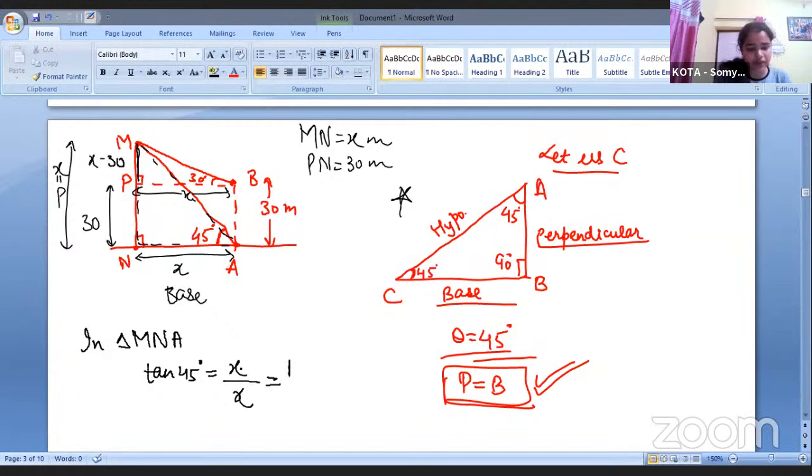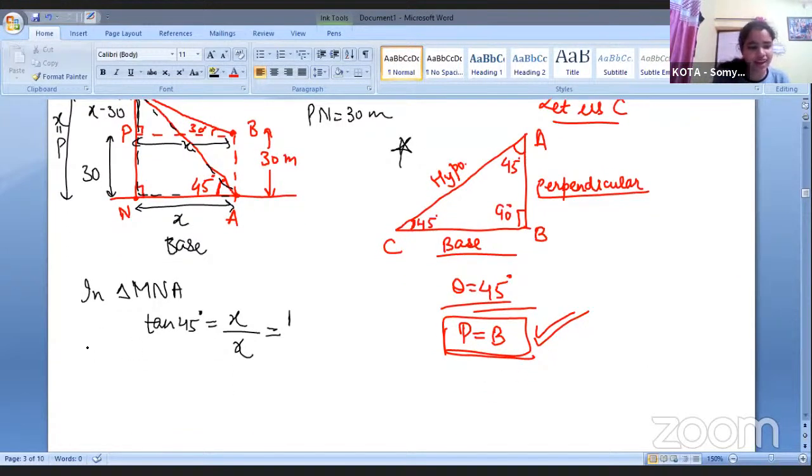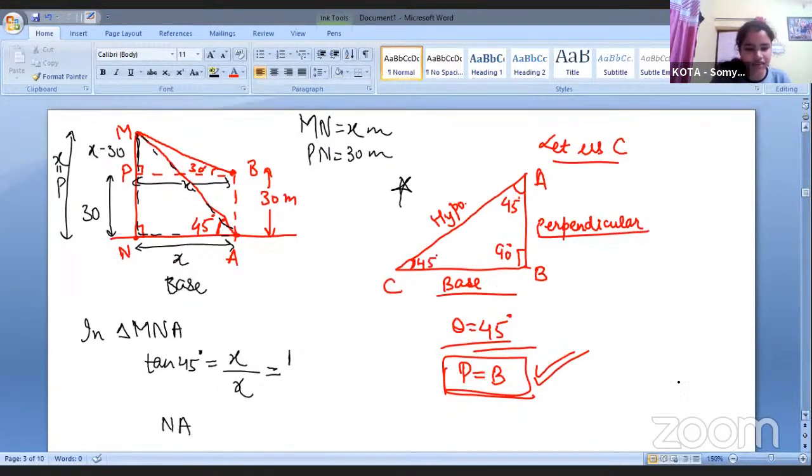So what will happen here? Okay. We can see that x by x is equal to 1 and this is also 1. So basically we can say from here that NA is equal to MN. We can say that. Anyway, we had already seen earlier that this would be the case. And from here we got to know what PM is.